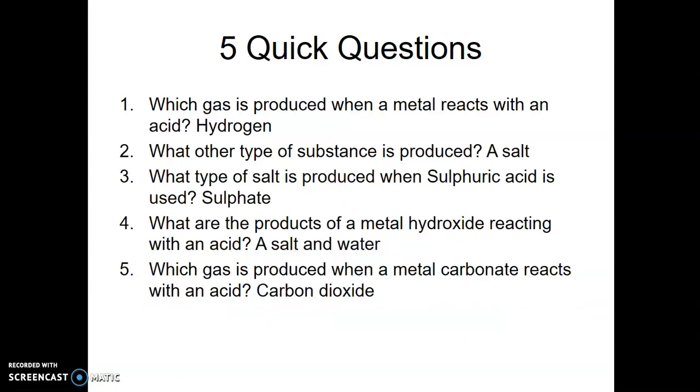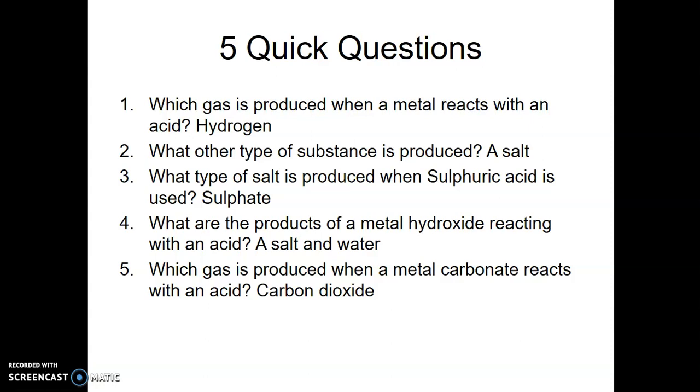So which gas is produced when a metal reacts with an acid? It is always hydrogen. What other type of substance is produced? It will always make a salt plus hydrogen. What type of salt is produced when sulfuric acid is used? That would make a sulfate salt. It doesn't matter whether it's a metal on its own, a metal hydroxide or a metal carbonate, it will always produce a sulfate salt if it is sulfuric acid. Nitric acid makes a nitrate salt, hydrochloric acid makes a chloride salt.